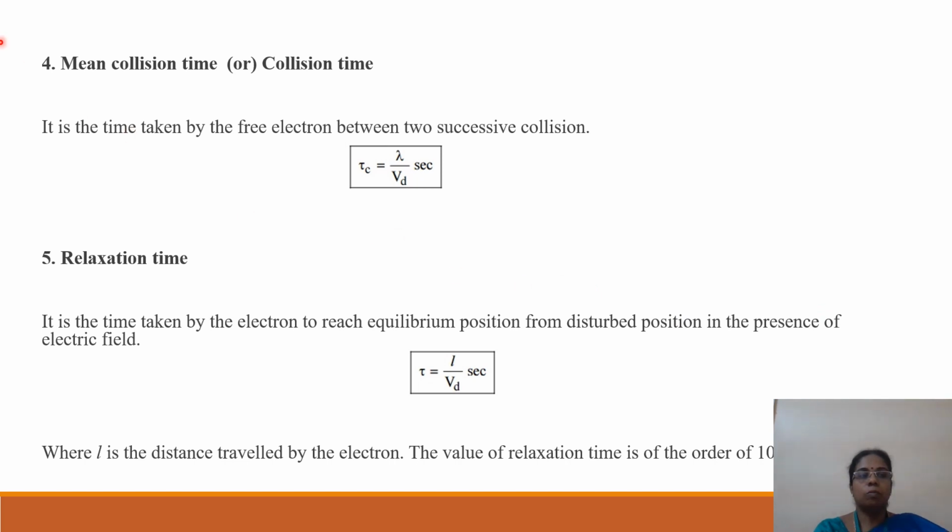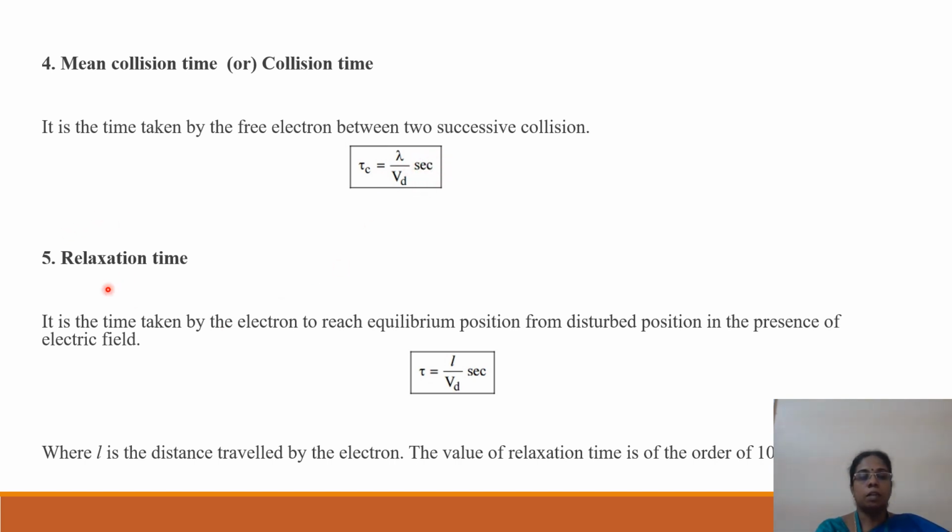Now next we move on to the mean collision time, or the collision time. It is denoted by τc and it is defined as the time taken by the free electrons between two successive collisions. So λ/Vd is equal to τc, and the unit for this is second.